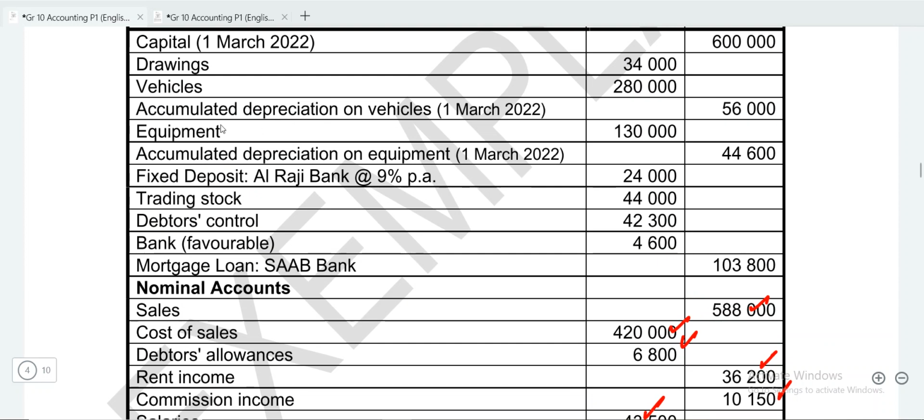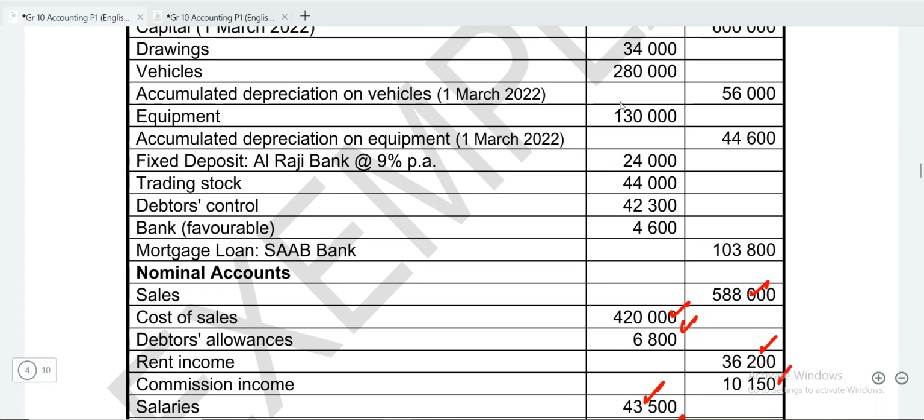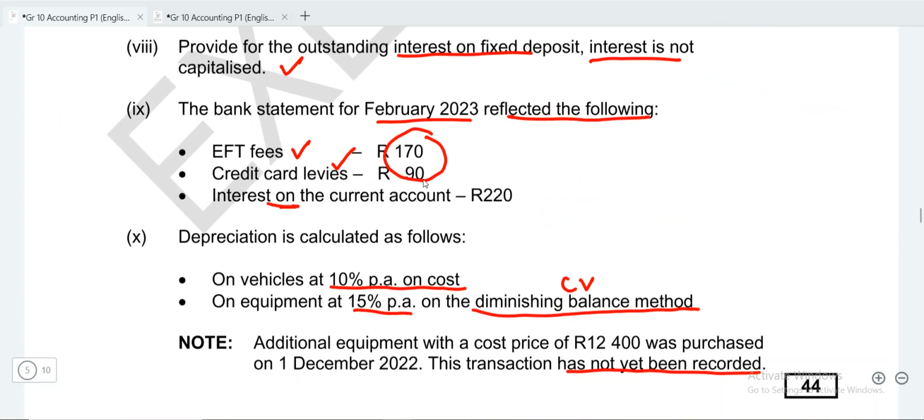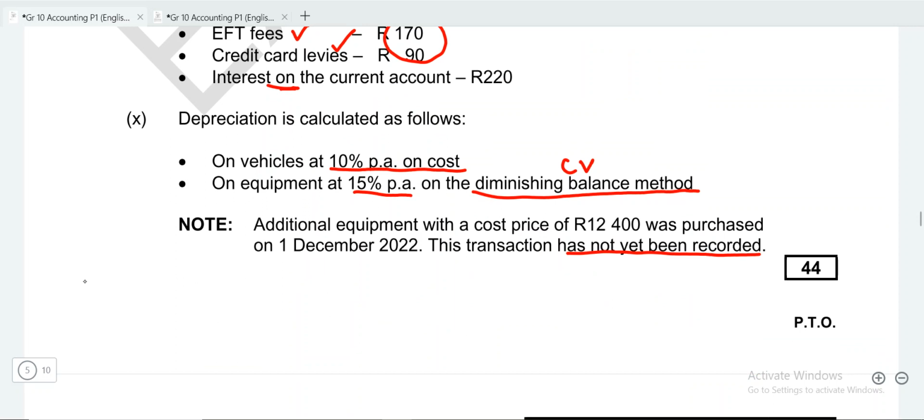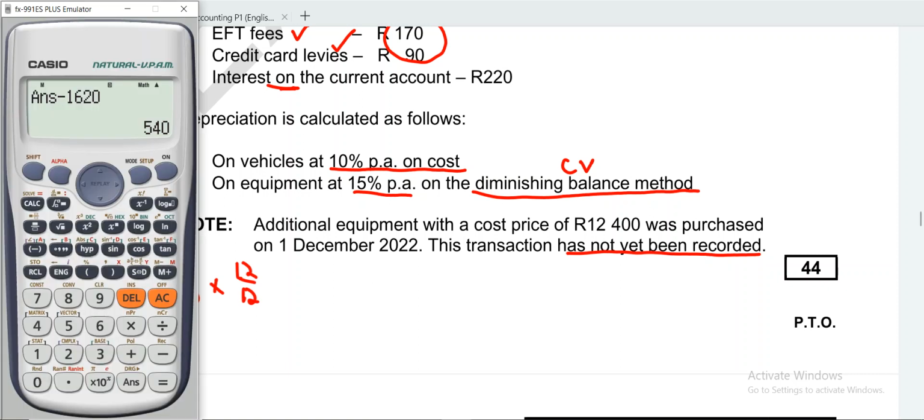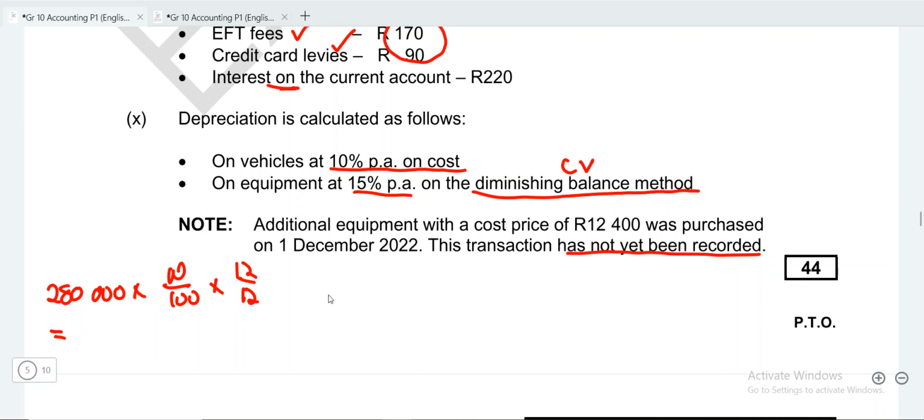And remember, for vehicles, the amount is 280,000. So that 280,000 multiplied by 10 over 100, multiplied by 12 over 12, because this was with us for the entire year. It is giving us 28,000. So that 28,000 will come here. So this is the first depreciation amount that we have.